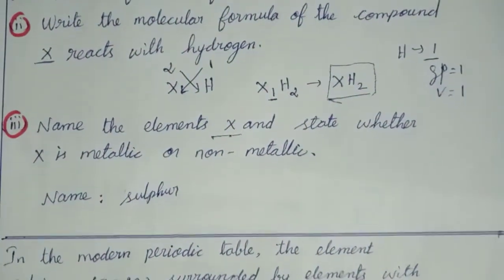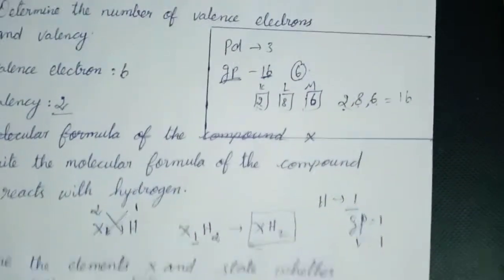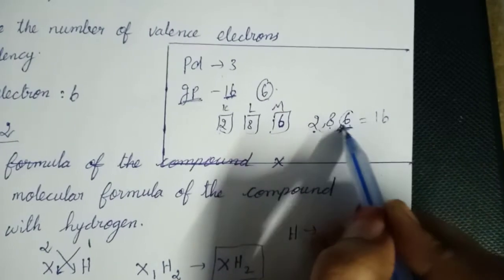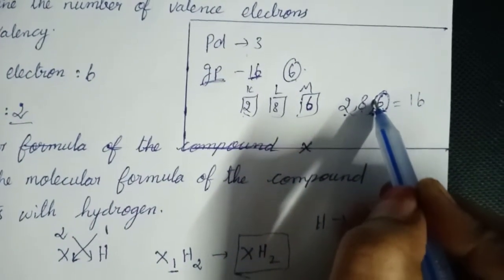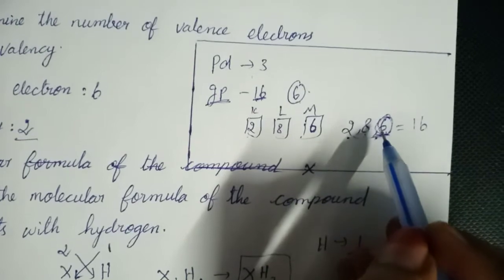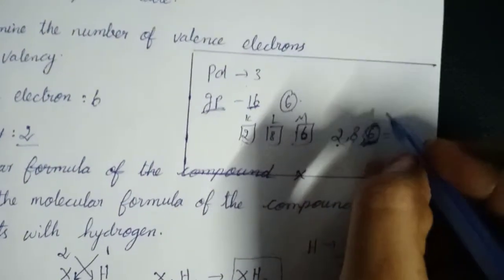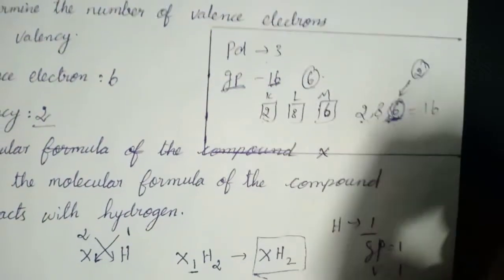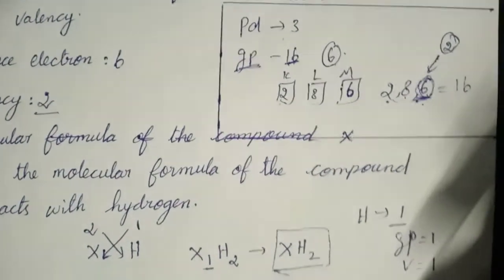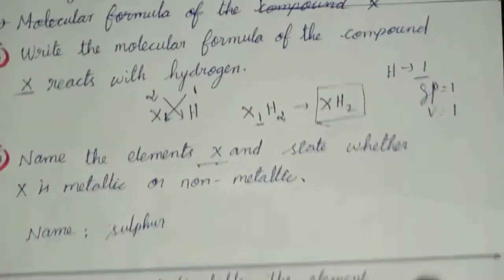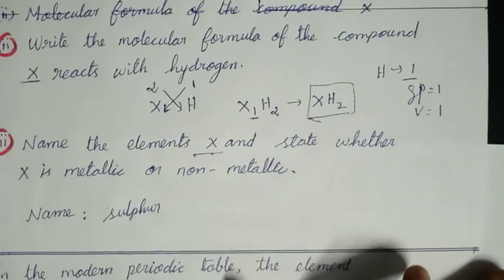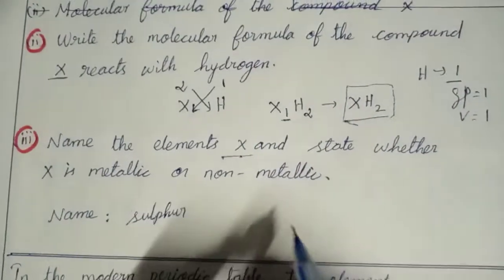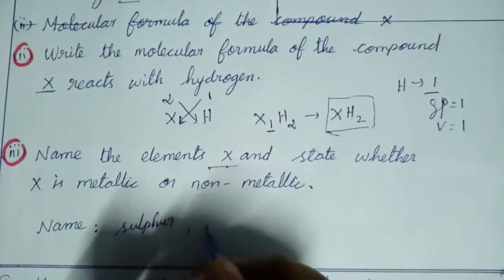Whether it is metallic or non-metallic: here we see the electronic configuration. It has 6 electrons in its outermost shell. How does it attain an octet configuration? By receiving 2 electrons from some other atoms. So it is an electron gainer, which means electronegative nature. Which has an electronegative nature, metal or non-metal? Non-metal. So this sulfur is non-metallic.